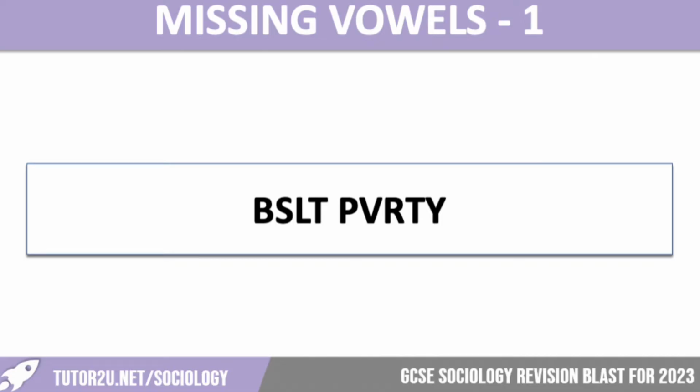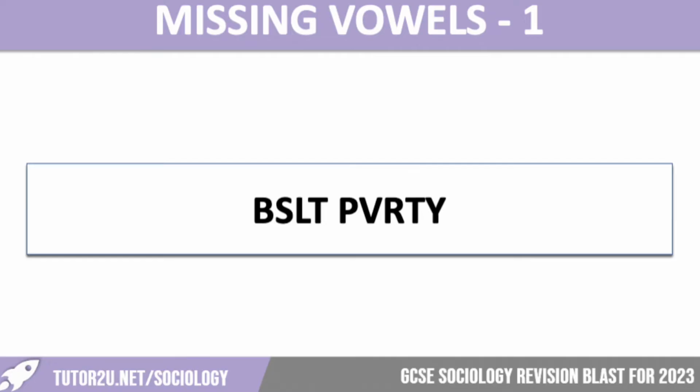For each key term that you're going to see, the vowels have been removed, which makes them look a little bit tricky to work out. They are all linked to stratification and poverty, so let's see how we get on. Our first one is on the screen. The second word hopefully is relatively straightforward, but what's the first word that makes this into a key term? We'll give you a few moments to try and work it out. If you need any more time at any point in the video, just pause.